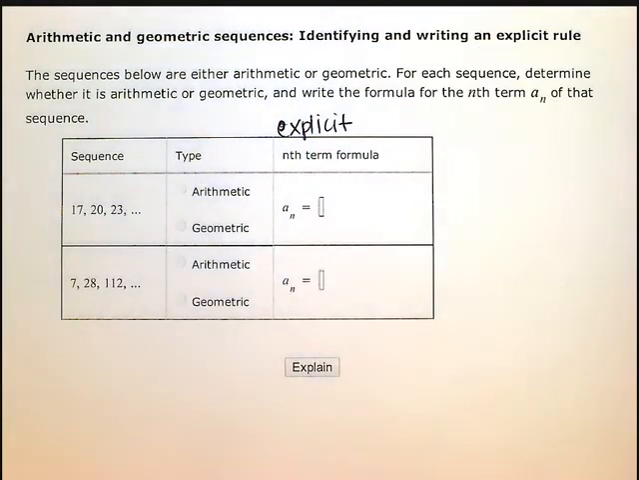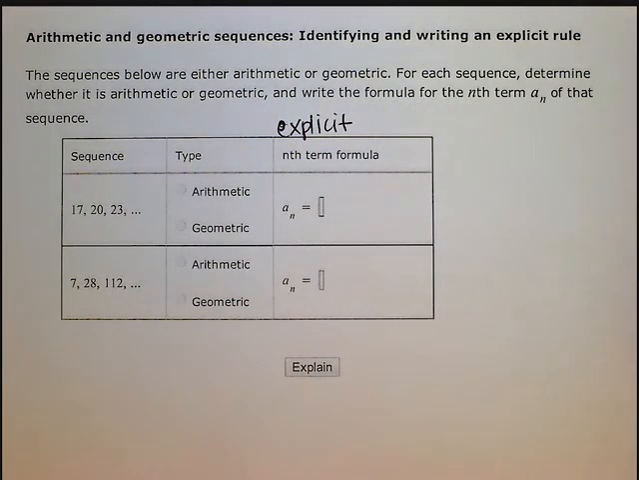Okay? Because we want to be able to just jump to the nth term, a sub n. We want to be able to find the value of any term number in the sequence without having to find all the previous term values. Alright, so first I need to find the pattern in each of my sequences.